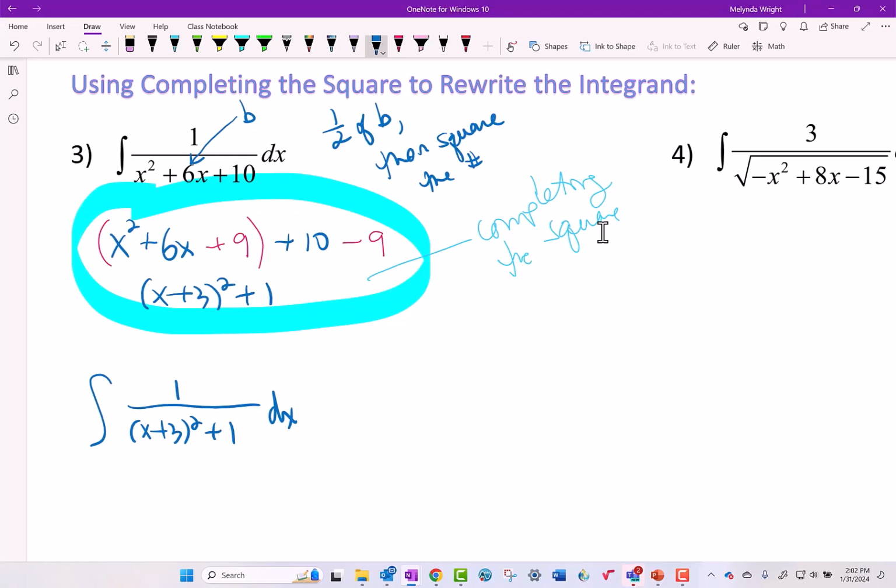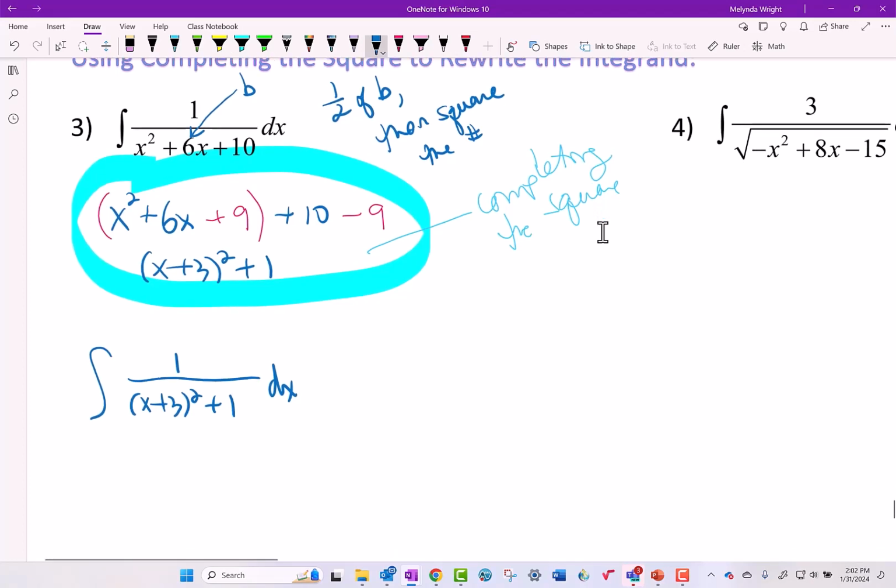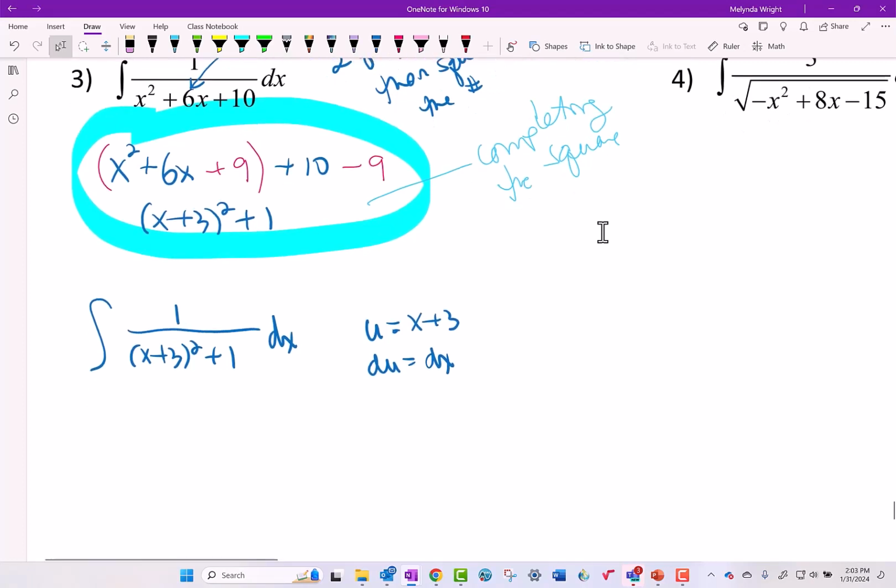So what I want you to think about, and we're going to do u sub next, does that look close to a derivative that you know? Close. Yes, that is arctangent. That is almost perfectly arctangent, isn't it? Okay, so what is the weird part? The x plus 3, right? That's the weird part. So we're going to say u is x plus 3. du would be dx. So I'm going to rewrite this as the integral of 1 over u squared plus 1 du.